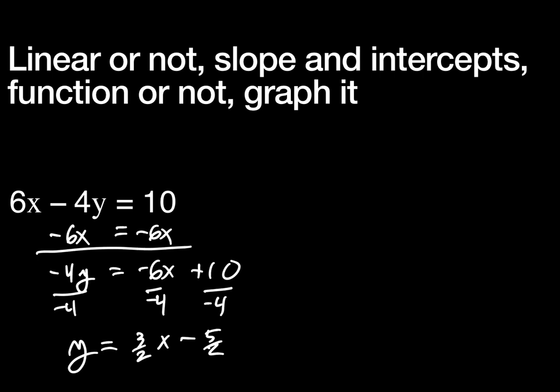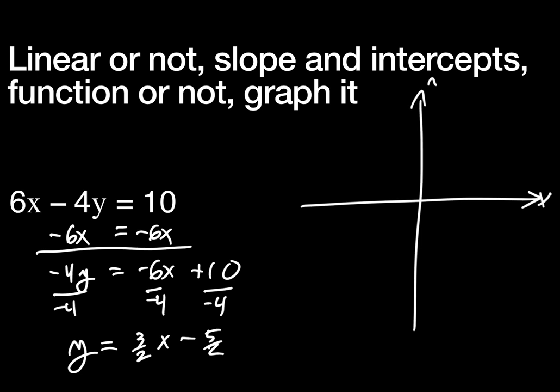So now I know that my y-intercept, x, y, 1, 2, 3, 1, 2. My y-intercept is negative 5/2, which is negative 2.5. Down here. My slope is 3/2, so that's going positive, positive, so up 3. 1, 2, 3 over 2, right there. Can graph that line.